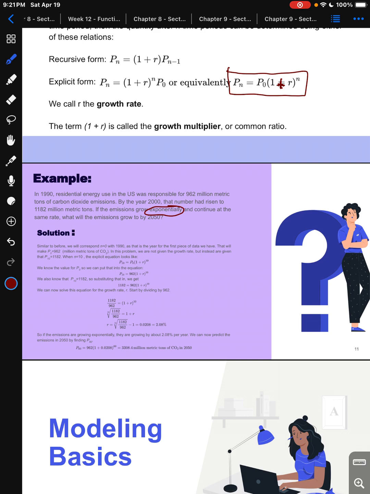So we're going to use the explicit form for exponential growth. This one right here. So there's our formula. So similar to before, we will correspond n equals 0 to 1990. As that is the year for the previous piece of data, that will make P sub 0 equal to 962. In this problem, we are not given the growth rate, but instead we are given P sub 10 is 1182 when n is 10.